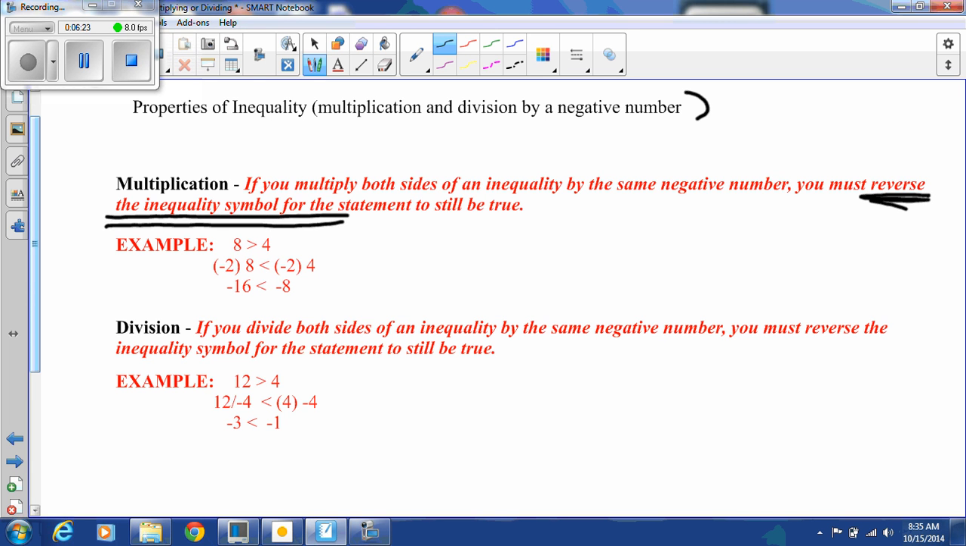This is our big idea for this section. When you multiply or divide by a negative number, you have to flip the inequality sign. Let me show you why that's true.